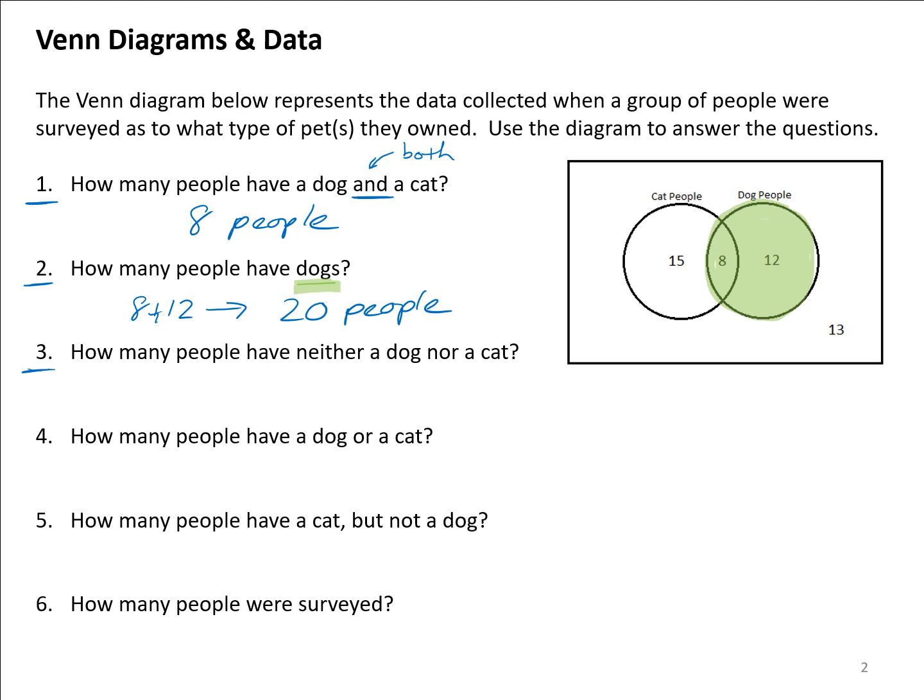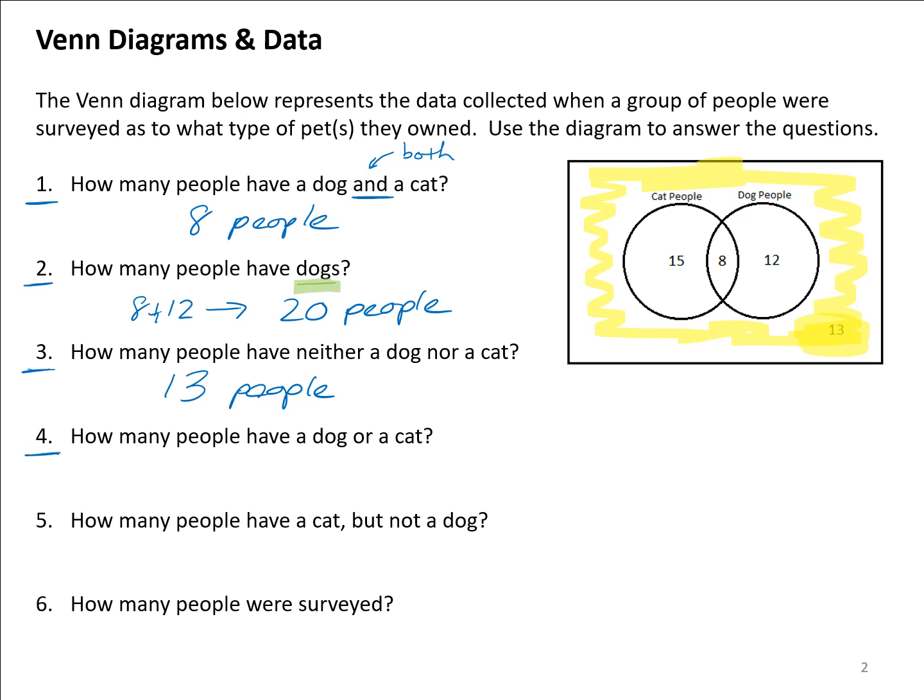How many people have neither a cat nor a dog? Well, if you have neither, that would mean you're not in either one of the regions. If you're not in either one of the regions, you're on the outside. And if we look at the outside, that would be 13 people. So we have 13 people who have neither a dog nor a cat. Remember, the numbers on the outside of the circles are people who were surveyed, who were part of the situation, but don't have the quality of the 2 circles or the 2 sets. So 13 people are not cat people, not dog people. They have neither a cat nor a dog.